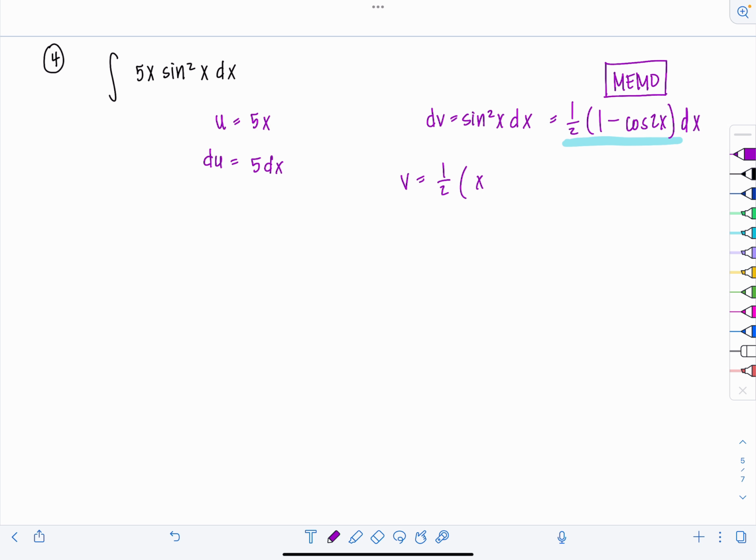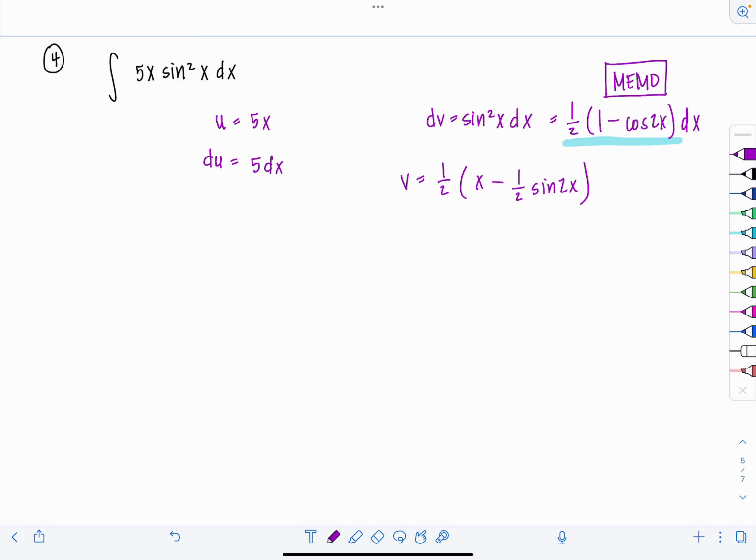Antiderivative of cosine 2x, and it's negative. So the derivative of cosine x is negative sine x, so it has to be a negative. Stay negative. And put a 1/2, yes?